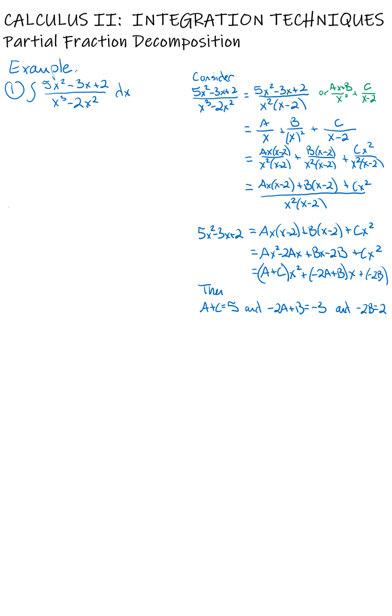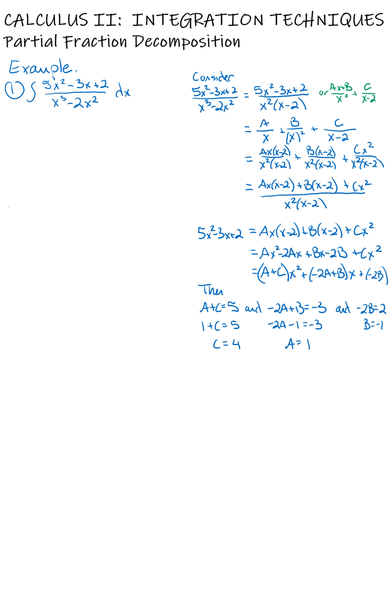To solve this system, well, let's see, that's pretty easy. This last one gives me that b is equal to negative 1. Using that in this middle equation, we can solve for that and get a is positive 1. And now using that in our first equation gives us that c is equal to 4.